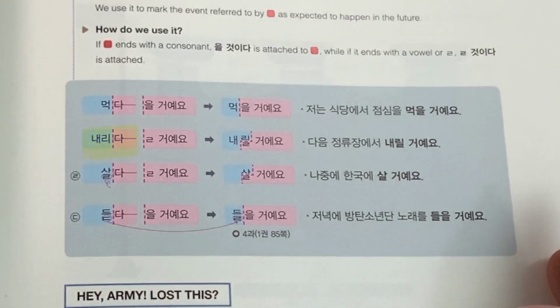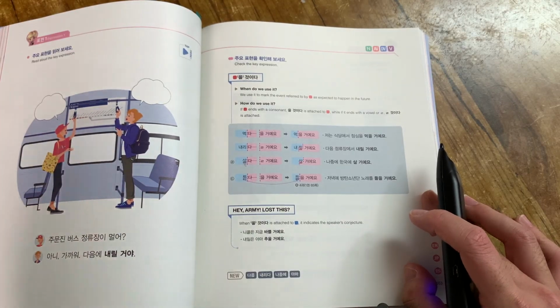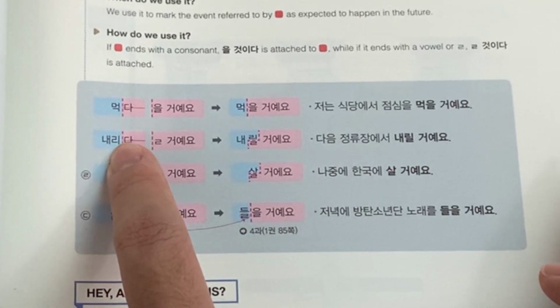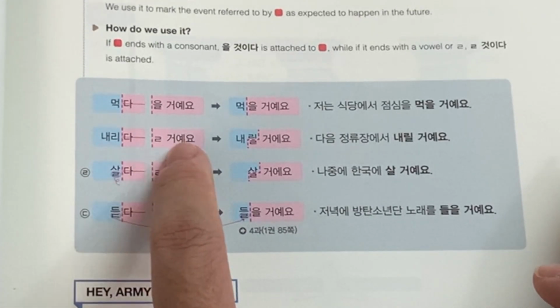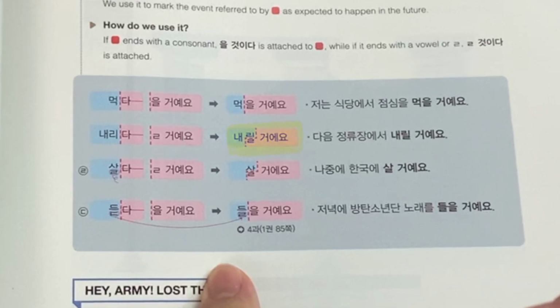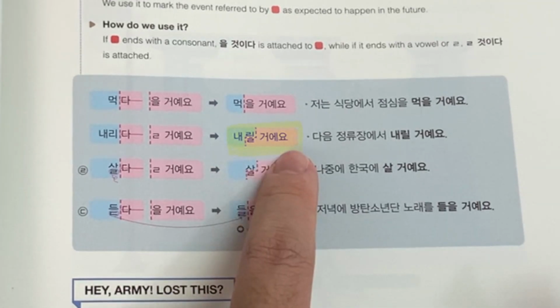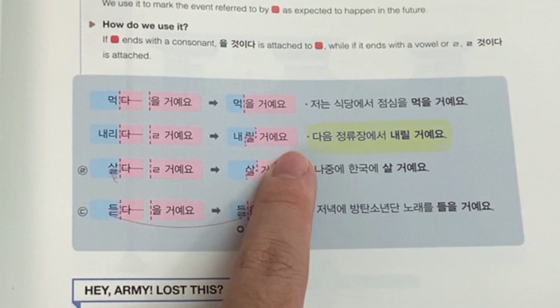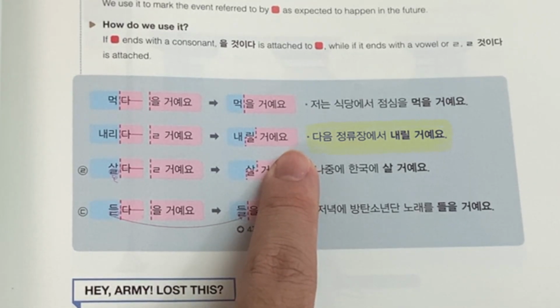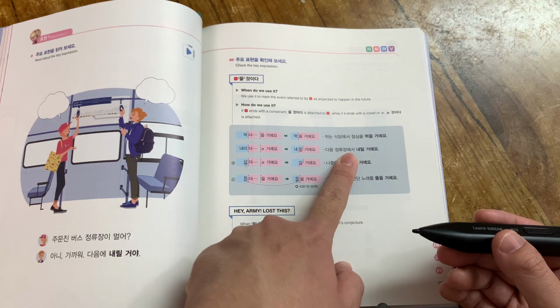The second one we have is 내리다, which means to get off. For example, to get off a bus. Since 내리 ends in a vowel, we will use 를 거예요. So 내릴 거예요. 다음 정류장에서 내릴 거예요. At the next bus stop, we'll get off.